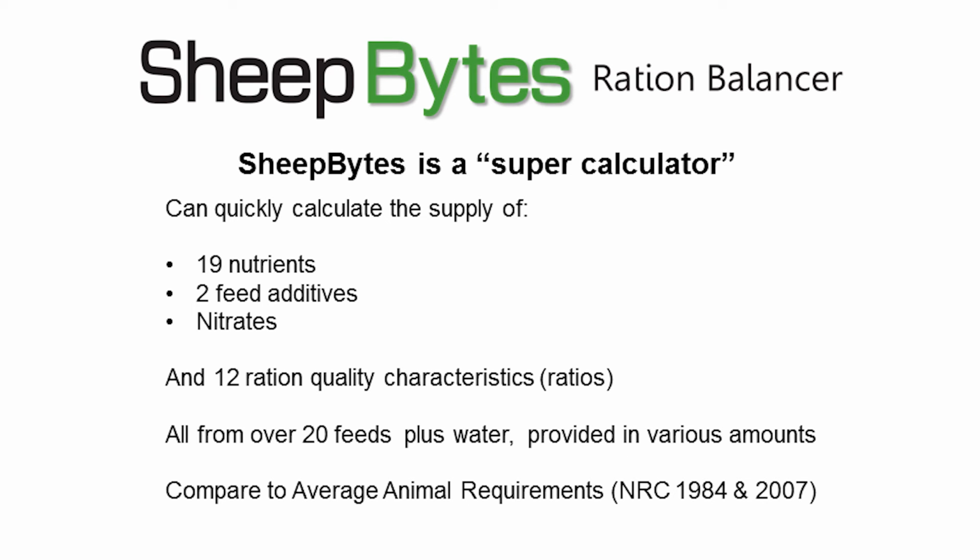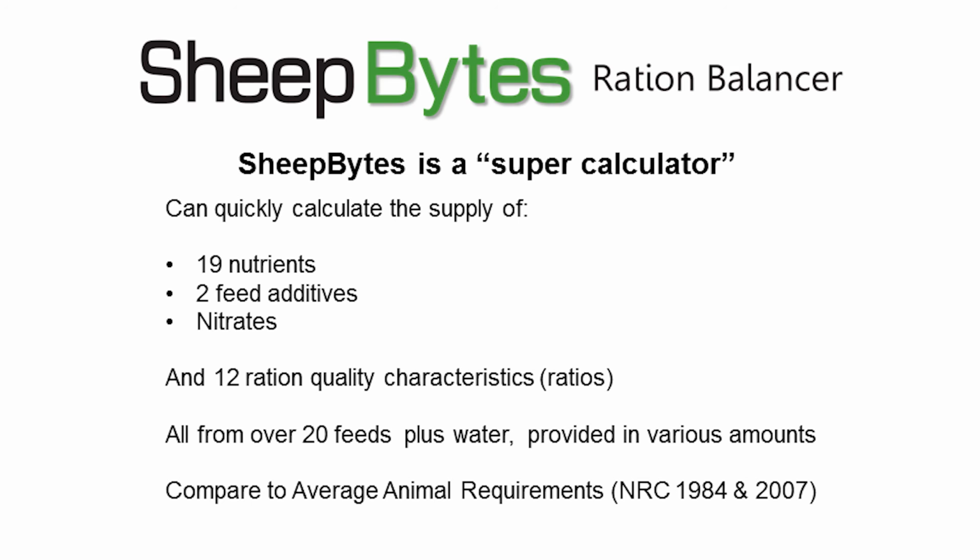So then, SheepBytes is simply a super calculator able to quickly calculate the supply of over 19 nutrients, 2 feed additives, nitrates that are present in the feeds or might be, and 12 ration quality characteristics in the ratio section. All this from over 20 feeds plus the contribution from the water that the animals are consuming. The requirements that we use are taken from the NRC 1984 and 2007 versions.